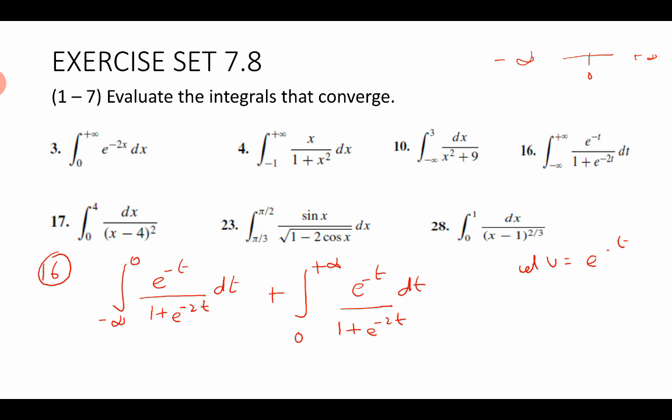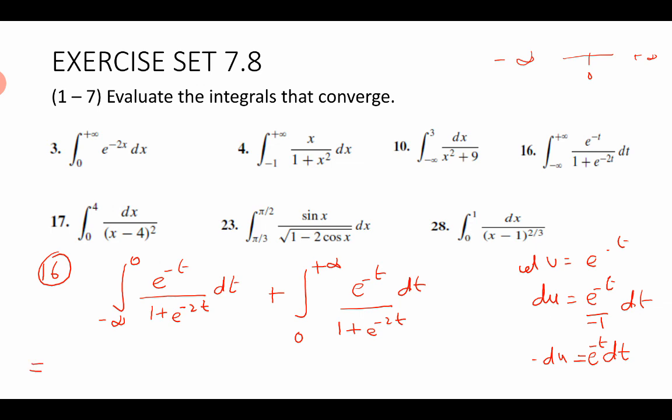So what happens to the denominator? It will be 1 plus u². What is du? When you differentiate, e raised to minus t divided by minus 1 into dt. So e^(-t) dt becomes negative du. In this integration we are going to replace this one, and of course we will come back to u as e^(-t) and then substitute the limits.